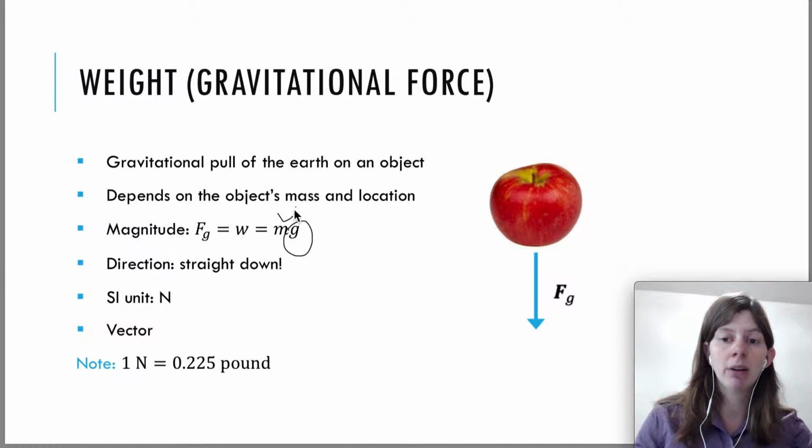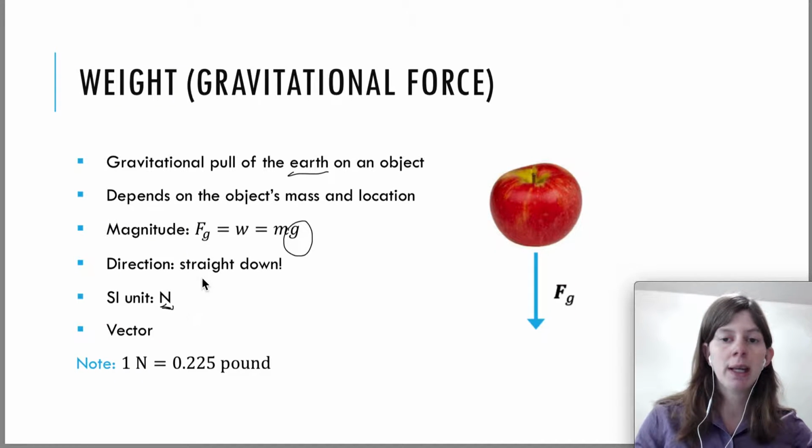So technically, the definition here could be the gravitational pull of a large body. It doesn't have to be the Earth. It's just in this class we're mostly going to be on the Earth, which is why I put the Earth here. But if you're on the moon, you'd have weight on the moon as well. The direction of the weight is straight down. It is a vector. It has magnitude and direction. And weight is a force, so it has units of newtons.